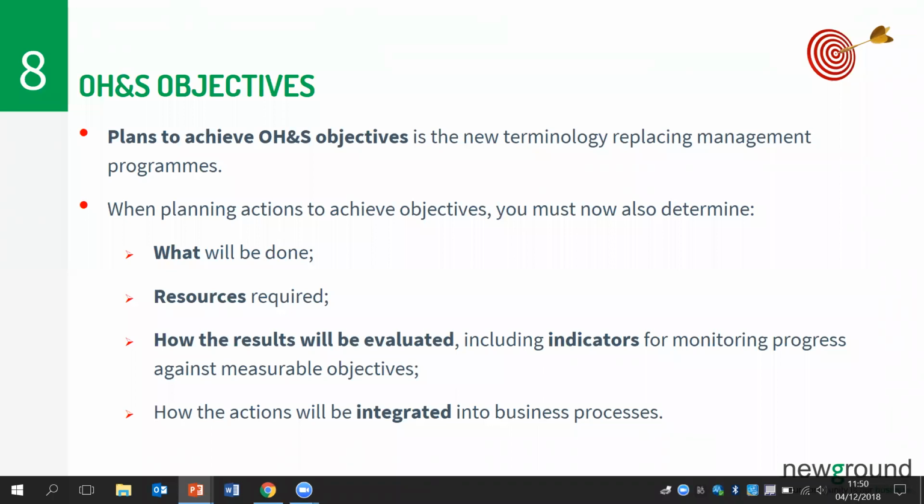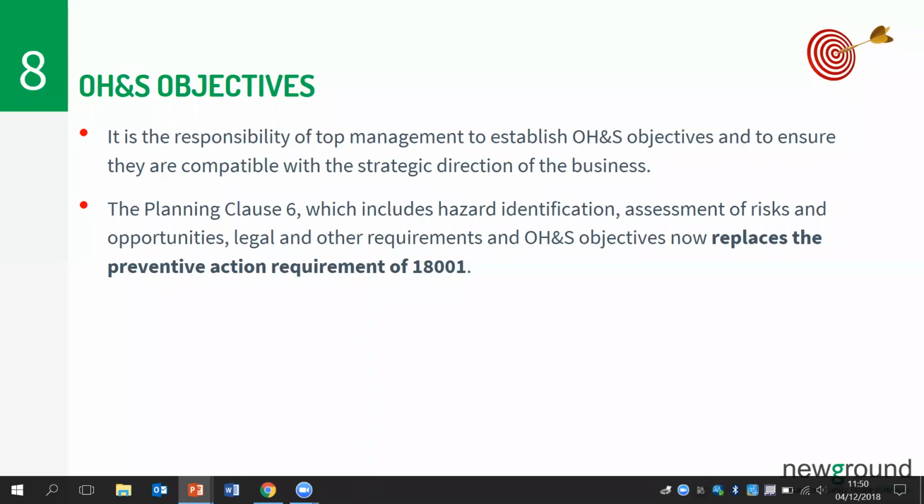Plans to achieve your safety objectives is the new terminology replacing management programs in 18,001. So in simple terms, you now need to put an action plan together which determines what you are going to do to meet your objectives, the resources that you need to do it, how you are going to evaluate the results, including the establishment of indicators for monitoring progress, and how the planned actions will be integrated into your business processes.